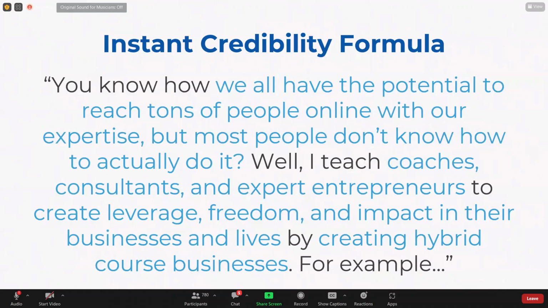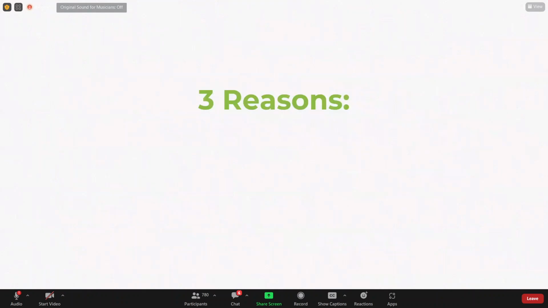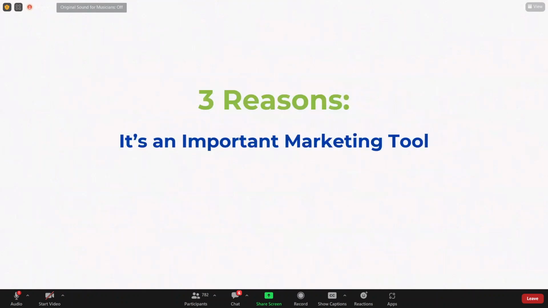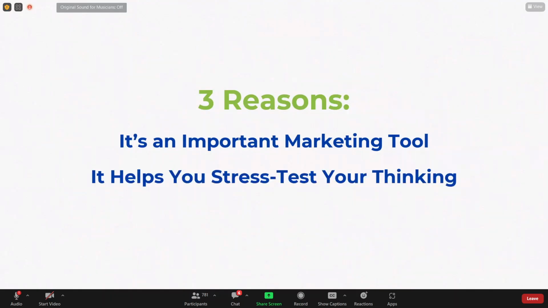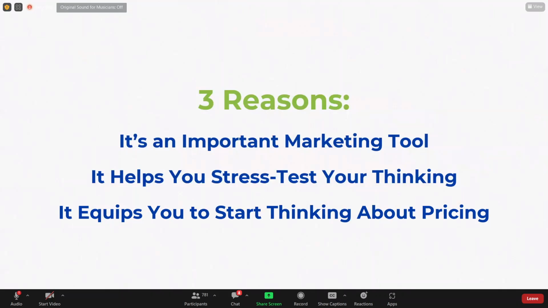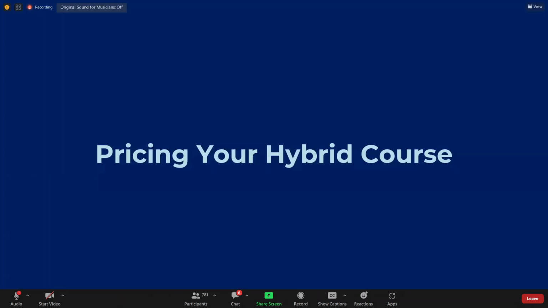Now, we've spent the better part of an hour going through all of this for 3 reasons. 1, it is a very important marketing tool. 2, it helps you stress test your thinking to make sure you're actually building something that people will want. And 3, it equips you to start thinking about pricing, which brings us to our next topic, which is pricing your hybrid course. And a big part of why we did this whole exercise is that it helps you see the value of what you're offering to the market, which helps you figure out your price.